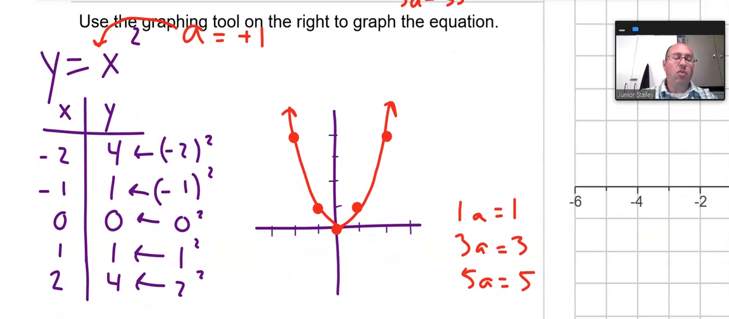I've listed out a basic quadratic function, y equals x squared. That's about as simple as it gets.